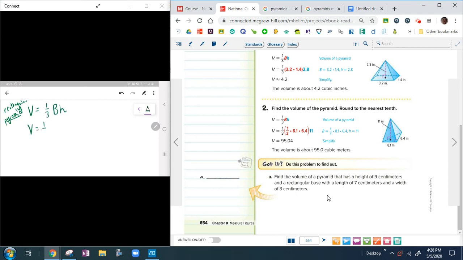Volume of 1/3. Now, what's going to replace the big B? Remember, it's not just one number. It's the area of the base, and since it's a rectangle in this case, we need the 2 dimensions of that rectangle. It has a length of 7 and a width of 3.